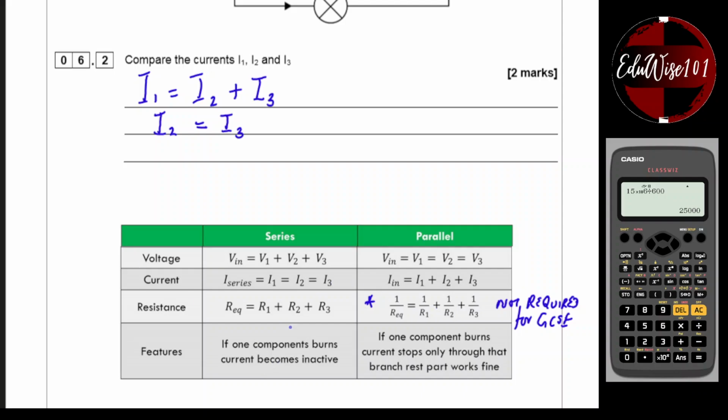And features of a series circuit: if one component burns, the current becomes inactive or the total circuit doesn't work. In a parallel circuit, if one component burns or actually stops working, the current stops only through that branch. The rest of the part works fine.